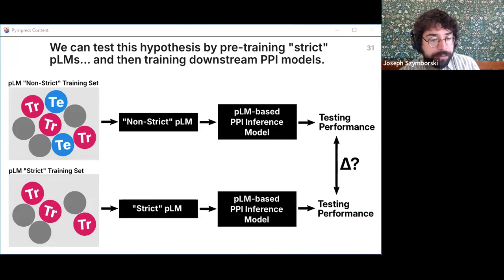So now that we've figured out how to train these non-strict and strict PLMs, all that's left to do is to train a PPI inference model using those pLMs, those protein language models, as frozen encoders and compare testing performance on the downstream PPI task. A difference in performance might suggest that data is leaking.